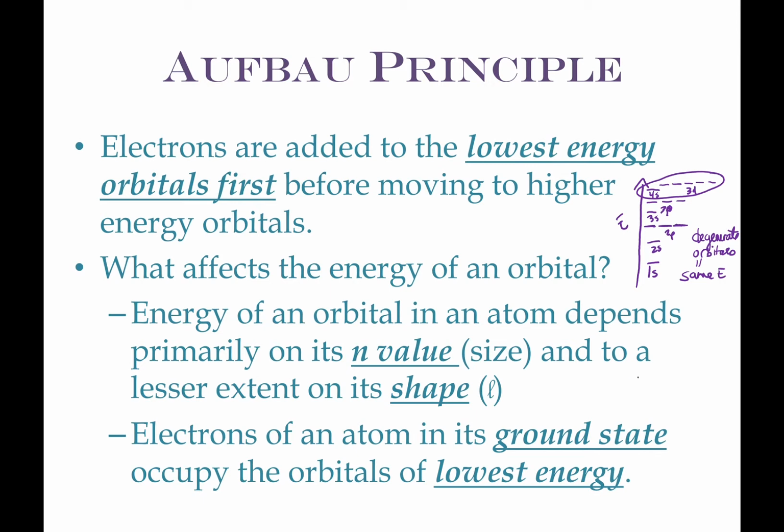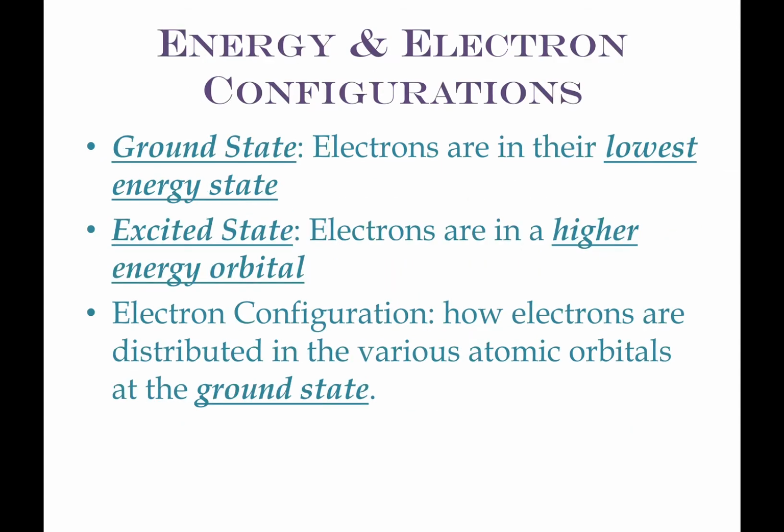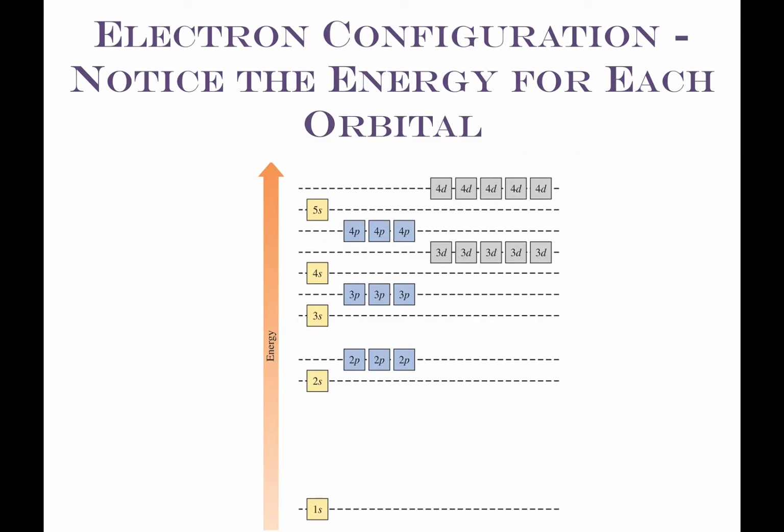What affects it? Well, size. Size affects it most, and then to a lesser extent, the shape. So size, then shape. Electrons are always going to be in the lowest energy orbitals, their ground state, whenever possible. So we're going to fill electrons from lowest energy to highest energy. Ground state, again, lowest energy. Excited state, higher energy. Remember how I said this is going to be repetitive? Yep. Okay. So electron configurations are going to be ground state electron configurations. This is one example of an electron energy diagram, an orbital diagram.